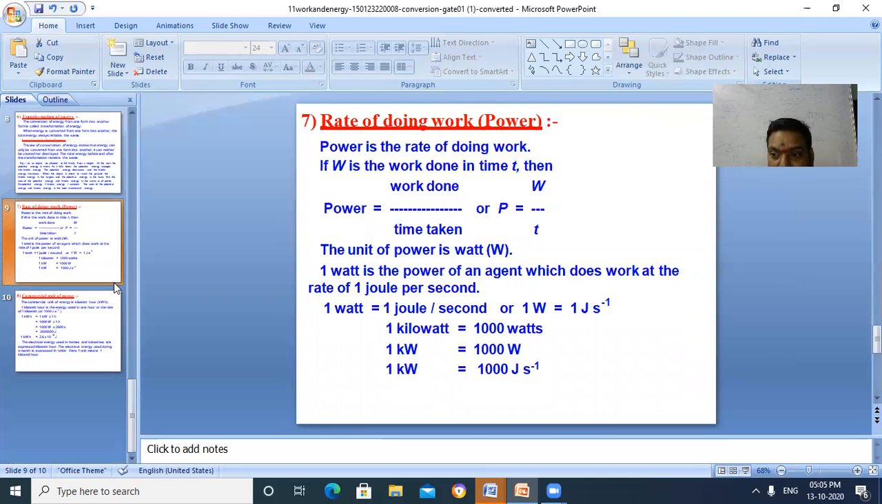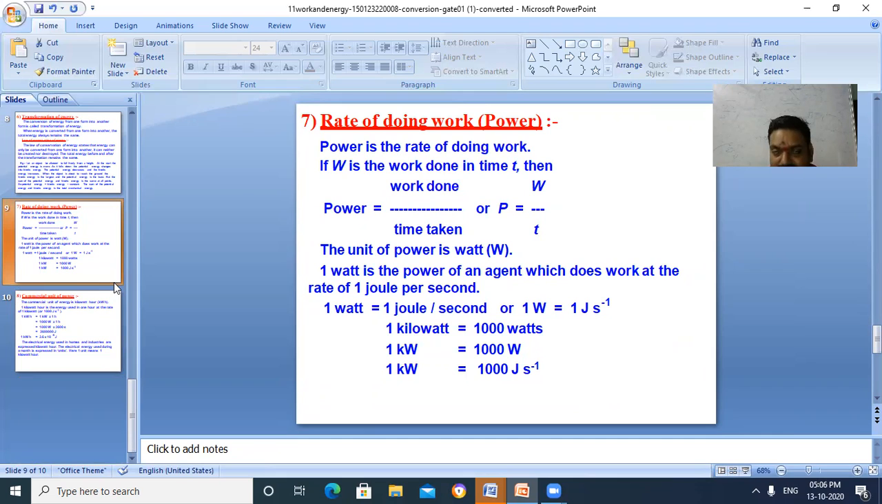Now, lastly, we have to study one thing that is called rate of doing work. At what rate, or at what time rate, work is being done is called power. So power is nothing but the work done per unit time. The unit of power is always watt. We have just seen work done has the unit joule, and time is always in seconds. So 1 joule per 1 second is said to be 1 watt.